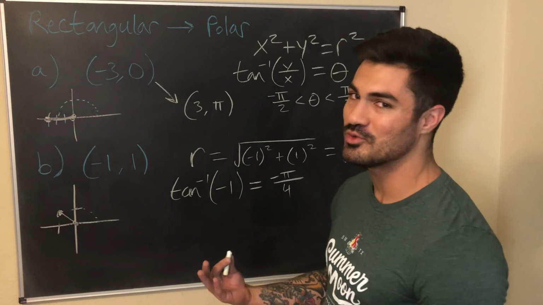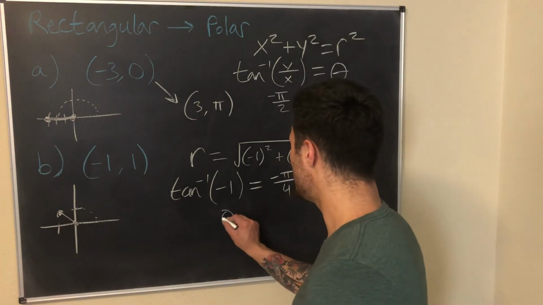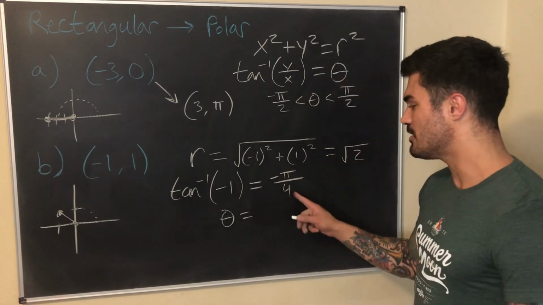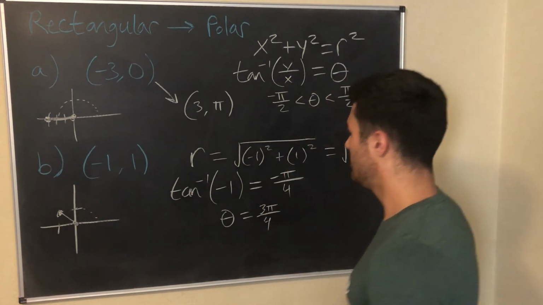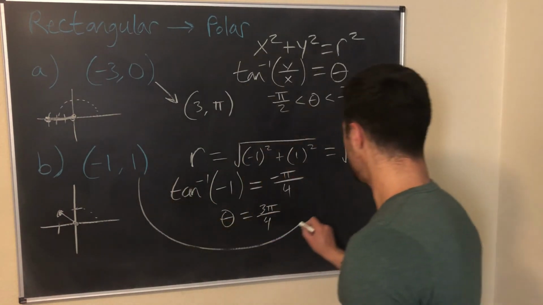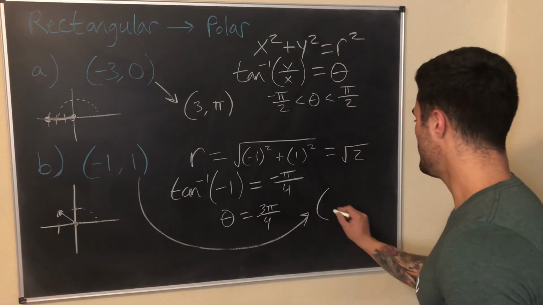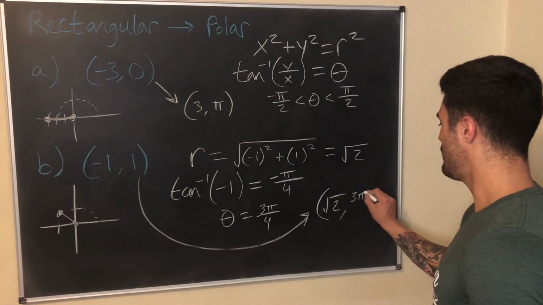You have to think back to when we learned about these inverse trig functions. So it turns out that my theta equals this -pi over 4 plus pi. That gives me 3 pi over 4, and my r is the square root of 2. So once I convert this point, it becomes square root of 2, comma, 3 pi over 4.